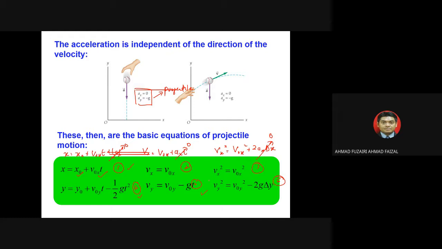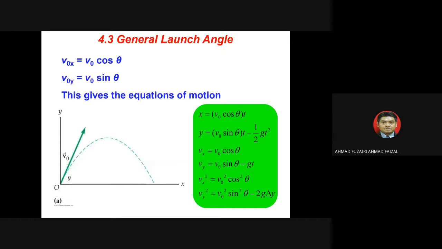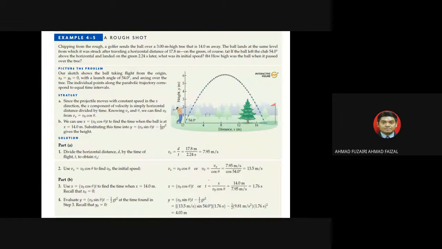So another type of projectile is this, the general launch angle for the projectile. Projectile, for example, is the one that we have here. For example, this is the golf. The golf has been hit with a certain angle. That's how you know the difference between motion in one dimension and motion with projectile. Projectile means both axes are involved, x and y.